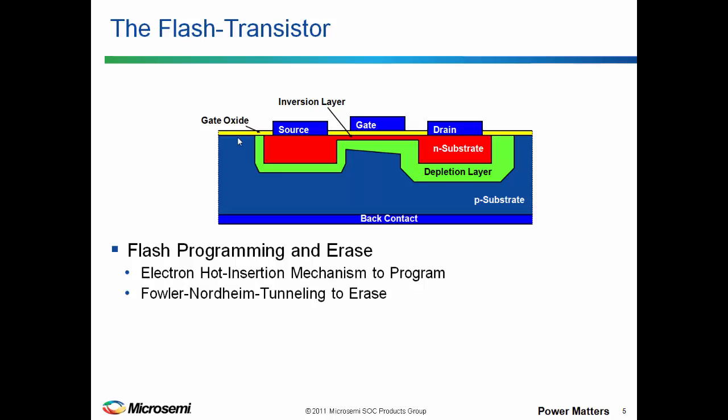Now, the way this actually works, here's a look at our flash transistor, and you can see the source and the gate and the drain. But what we do is we add this extra floating gate right here, and this floating gate is going to be programmed and erased. We use the electron hot injection mechanism to program, and we use the Fowler-Nordheim tunneling mechanism to erase the devices.